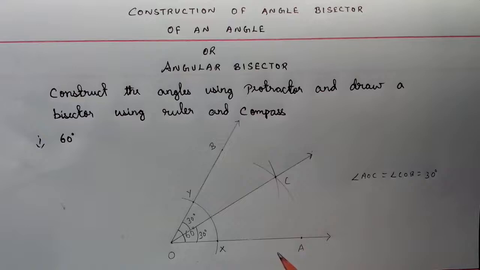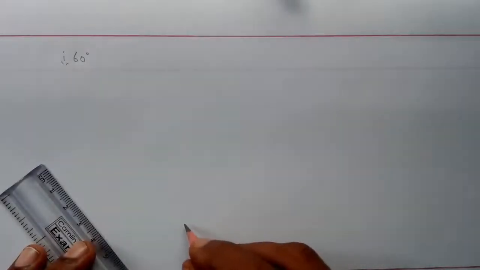So how to draw this? Step by step I will explain you now. So we will construct angle bisector for 60 degree. First we will construct 60 degree. How to construct? First we have to draw a ray. முதல்ல ஒரு ray நம்ம வரையணும்.